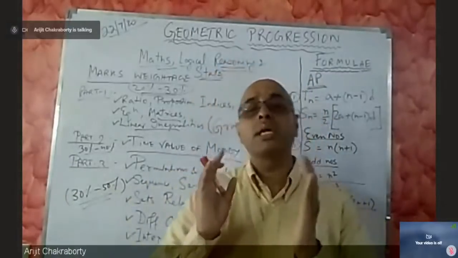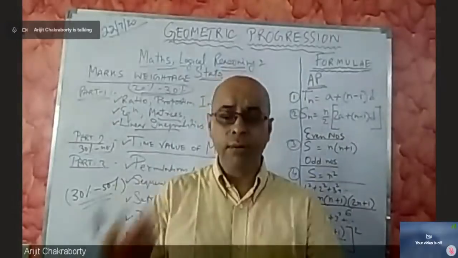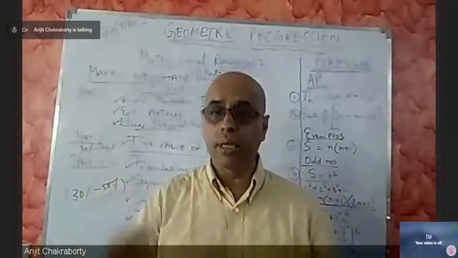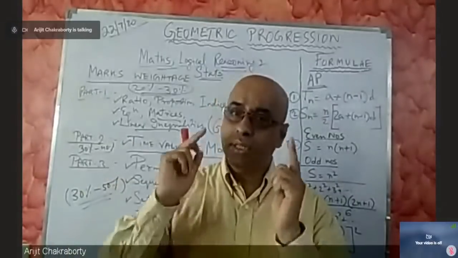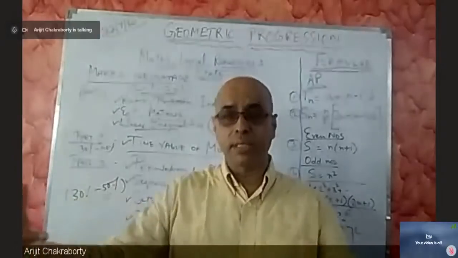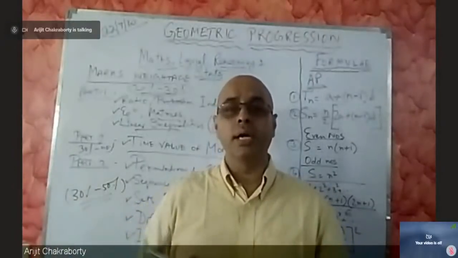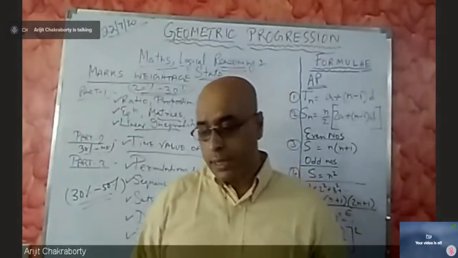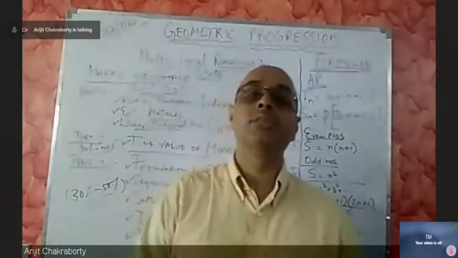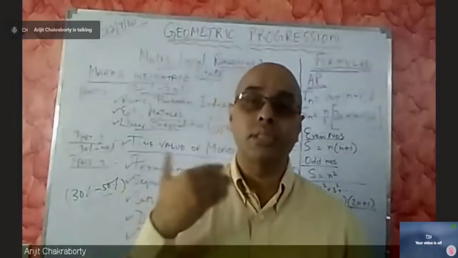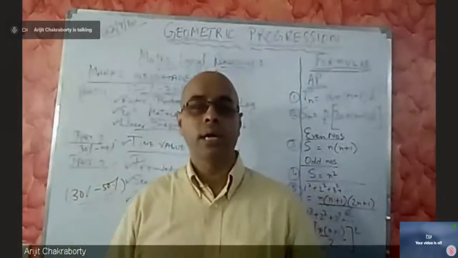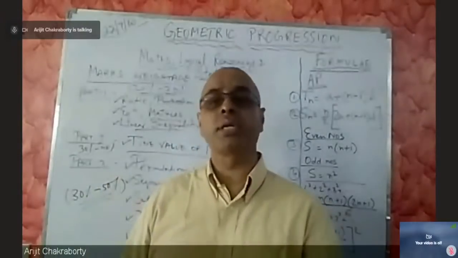Number 3, circular permutation. You may remember that n objects can be arranged in a row in n factorial ways. But if the same objects are made to sit or are placed in a circle, then you have (n minus 1) factorial. So this is important. Plus, please remember permutations with restrictions, which we did, and combinations. So nCr, combinations, standard results, and how to differentiate between permutation and combination.